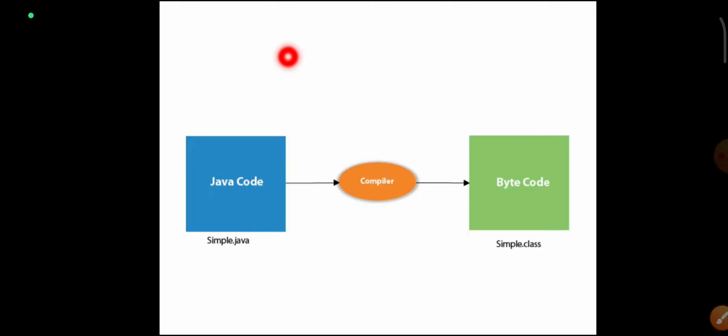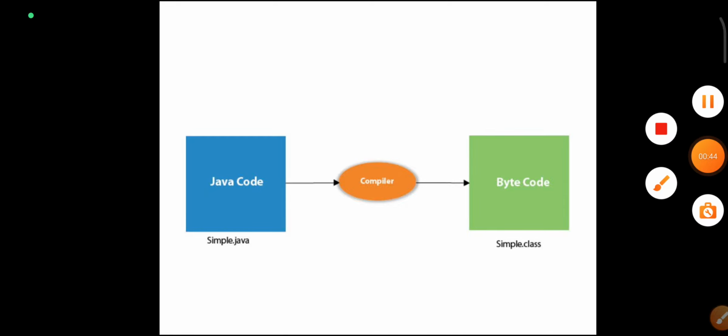For example, here the Java code is there. The name is simple.java. Then it is compiled with the help of the compiler, and it generates the Java bytecode. The extension of this file is simple.class. With the help of that Java bytecode, we can perform further operations with the help of the Java virtual machine.